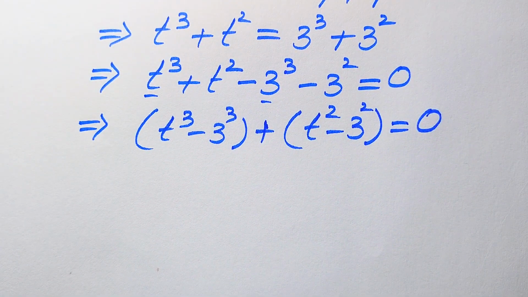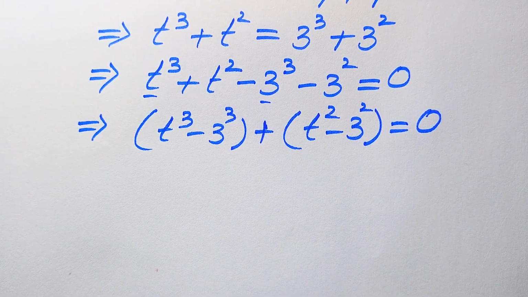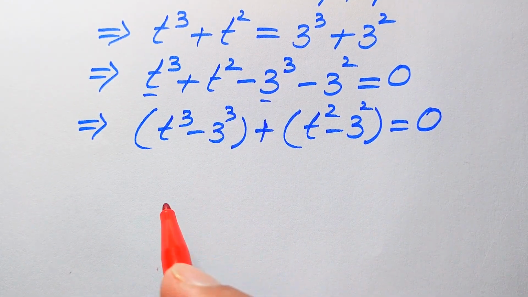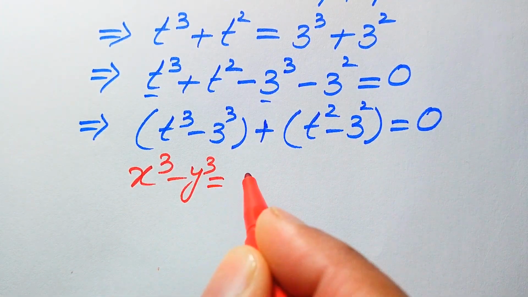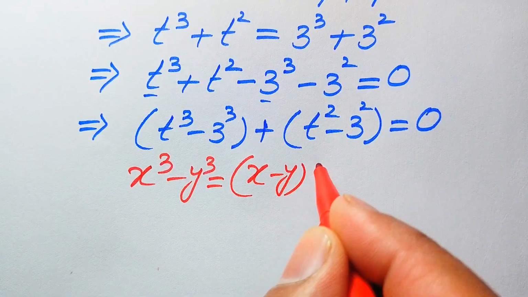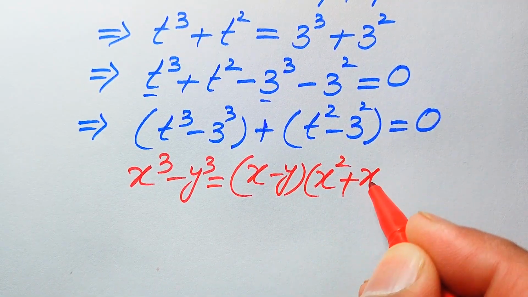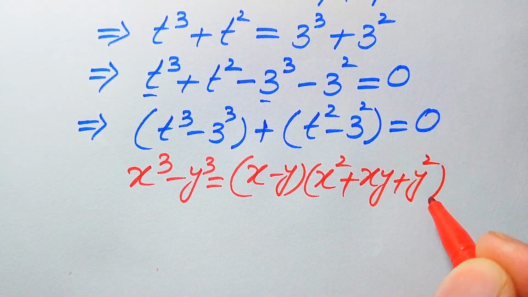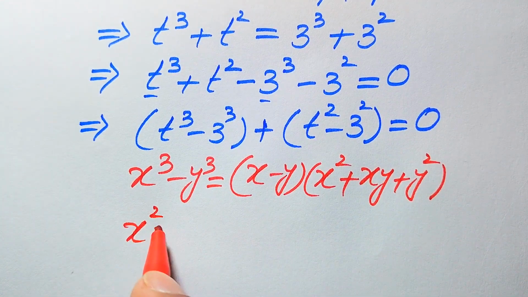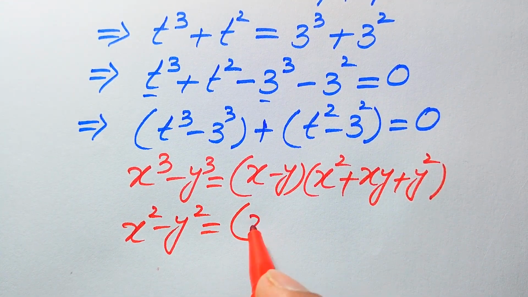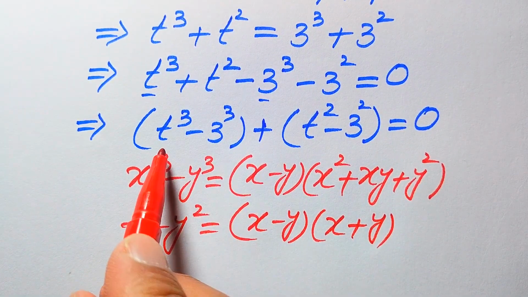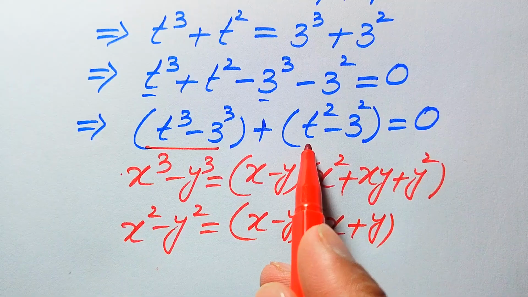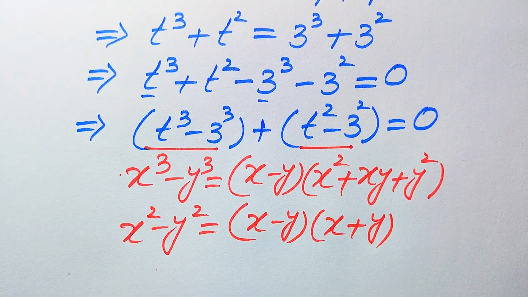Further we need a nice cubic and square formula which we can apply in this equation for the values of t. You know that x cubed minus y cubed is equal to x minus y times x square plus xy plus y square. Similarly we need the other formula that x square minus y square equals x minus y times x plus y. So in the first term we use the cubic formula and in the second term we use the square formula.